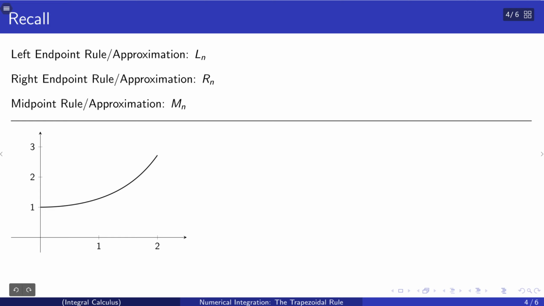Well, let's generalize the formulas here first. So L sub n, we know, is going to be equal to delta x multiplied by f of x sub 0 plus f of x sub 1 until f of x sub n minus 1, if you're taking n subintervals.